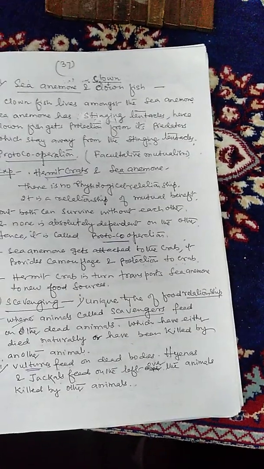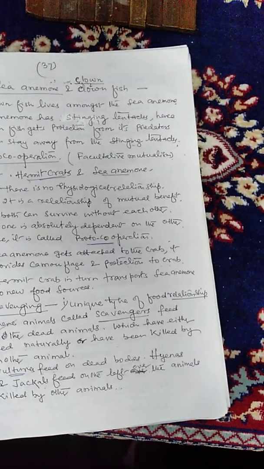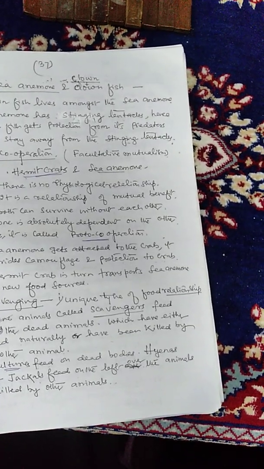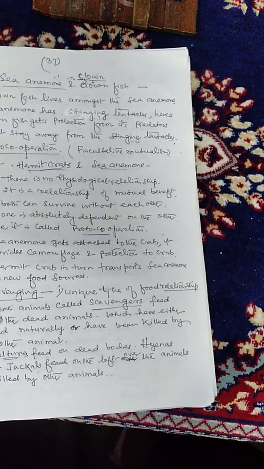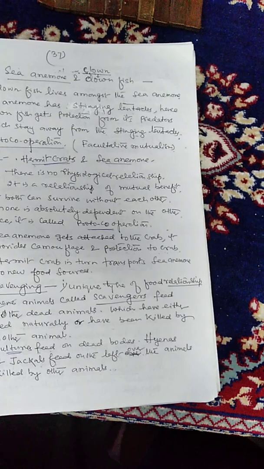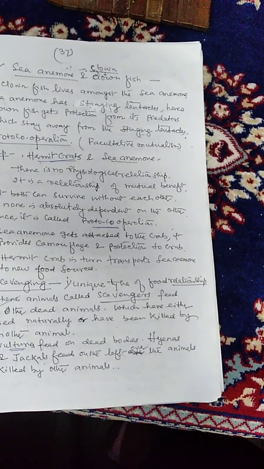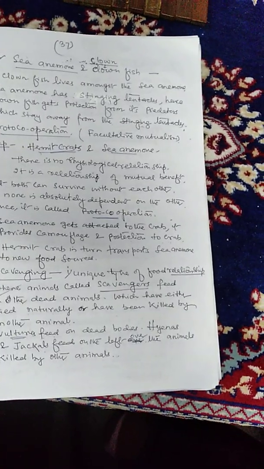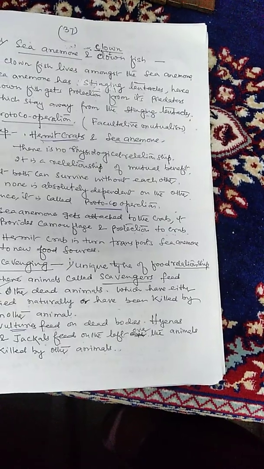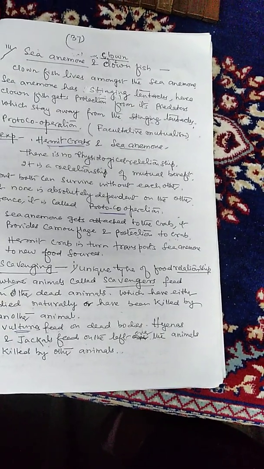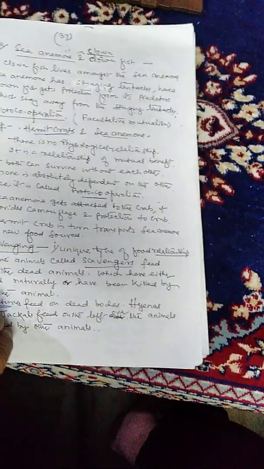And the clownfish. Clownfish live among the sea anemone. Sea anemone has stinging tentacles, hence clownfish get protection from predators, which stay away from the stinging hair. Next example is the hermit crab and sea anemone. The sea anemone gets attached to the hermit crab. It provides camouflage and protection to the crab. Hermit crab in turn transports the sea anemone to the nearest food source.